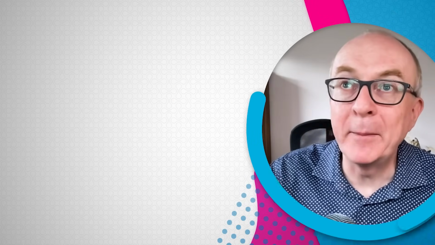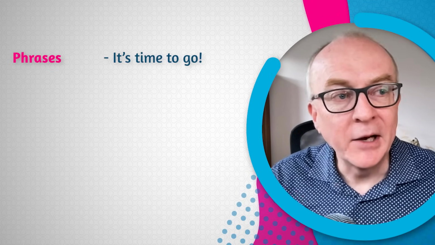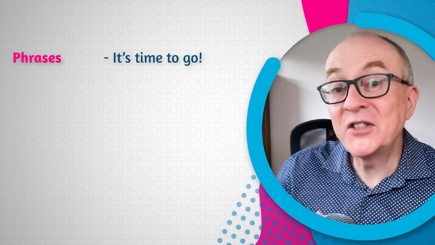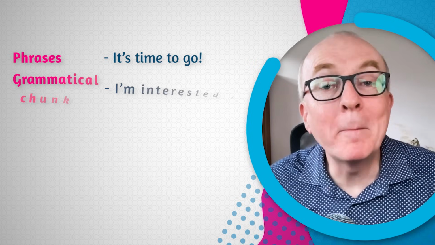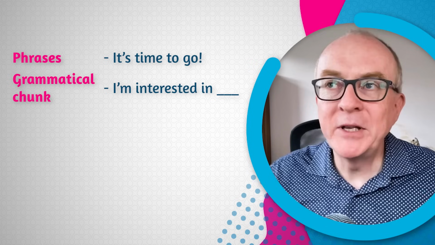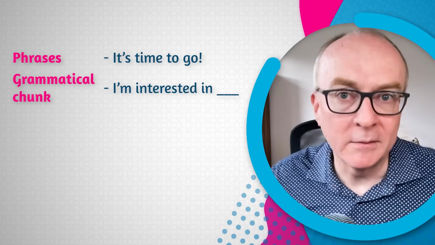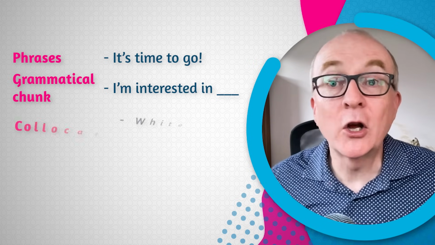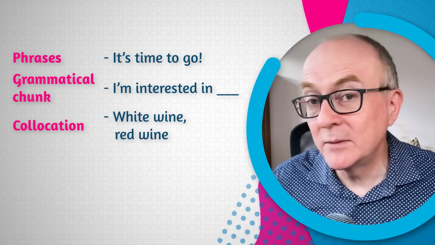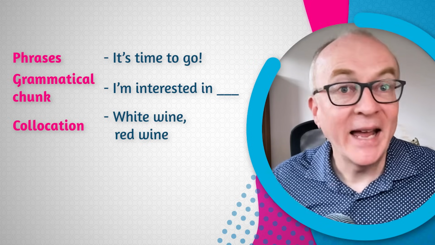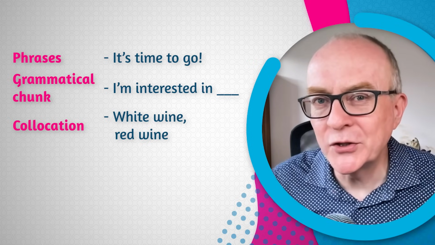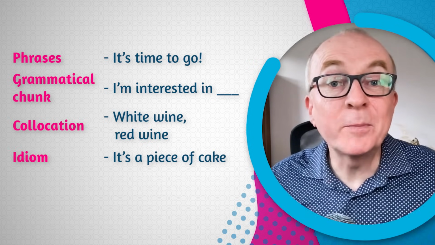For example, chunks can be a common phrase like, it's time to go. It can be a grammatical chunk like, I'm interested in something. I'm interested in sport. I'm interested in doing sport. It could be a collocation like red wine, white wine, black tea, have a shower, all kinds of collocations. It could be an idiom. It's a piece of cake. No, Keith, it's a piece of bread.